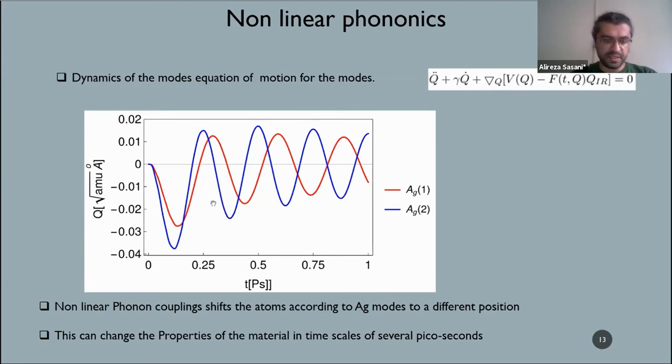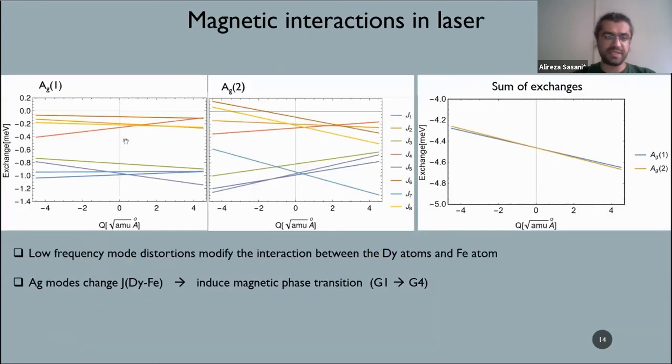And then using this, we calculated the exchange interaction between dysprosium and its eight neighboring iron atoms for the AG1 mode and AG2 mode. Since it is not very clear what the final change in interaction would be, we sum these, and here I'm showing the sum of the exchange interaction change with respect to the AG1 and AG2 modes. And as we can see, this change can create enough potential difference to make this phase transition.